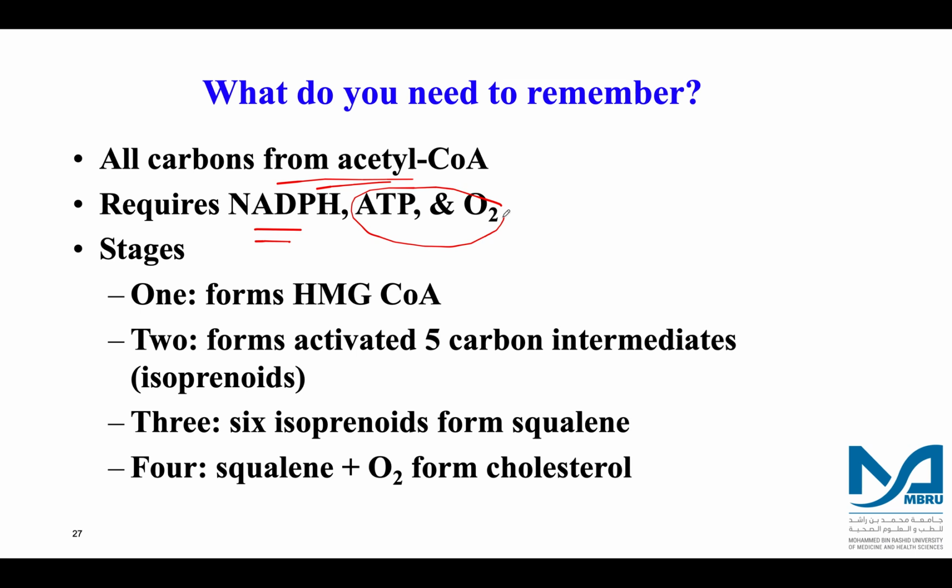Just remember that cholesterol has a steroid nucleus and it is derived from acetyl coenzyme A and requires NADPH and ATP and oxygen. Most importantly, NADPH that is required in the process of cholesterol biosynthesis is coming from the pentose phosphate pathway, and cholesterol is the precursor for steroid hormones and vitamin D. I think that is all that you need to know.